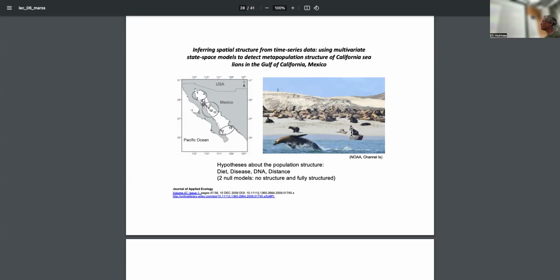We were approached by some American and Mexican biologists who study these sea lions in the Gulf of California. So they have these study sites all up and down here. And people for a long time had hypothesized about what governs the population structure in this region. And they asked us to help them analyze the data and see if they could test the support for different hypotheses.